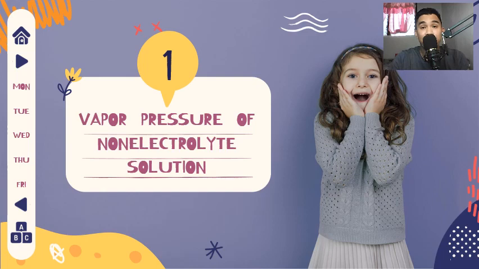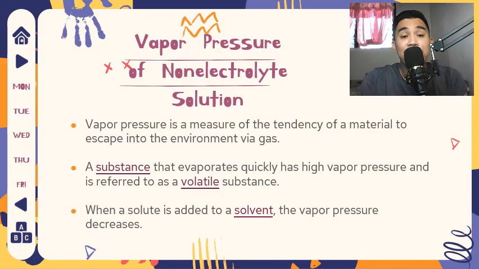Let us begin with the first colligative property, which is the vapor pressure of non-electrolyte solution. Vapor pressure is a measure of the tendency of a material to escape into the environment via gas. A substance that evaporates quickly has high vapor pressure and is referred to as a volatile substance. And when a solute is added to a solvent, the vapor pressure decreases.